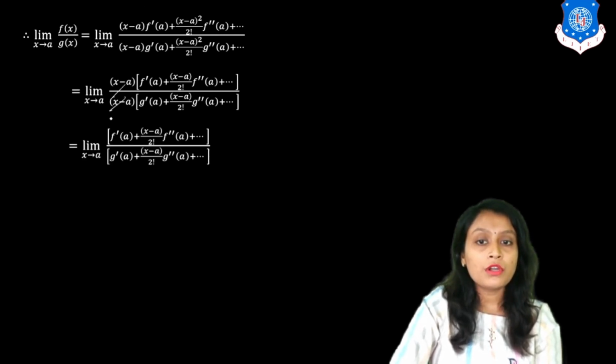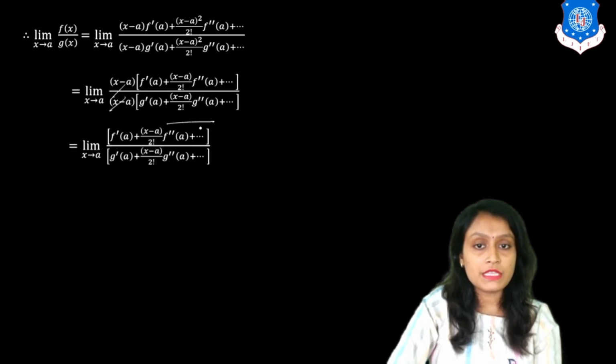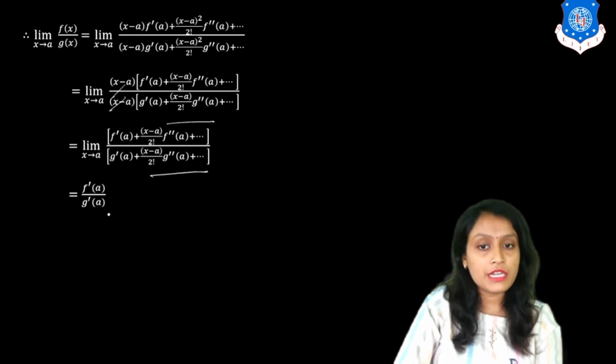And now what remains is this. Now we will apply limits. So in place of x, everywhere we have to substitute a. So all these terms will be 0 and all these terms also will be 0. So what will remain is f dash a upon g dash a.